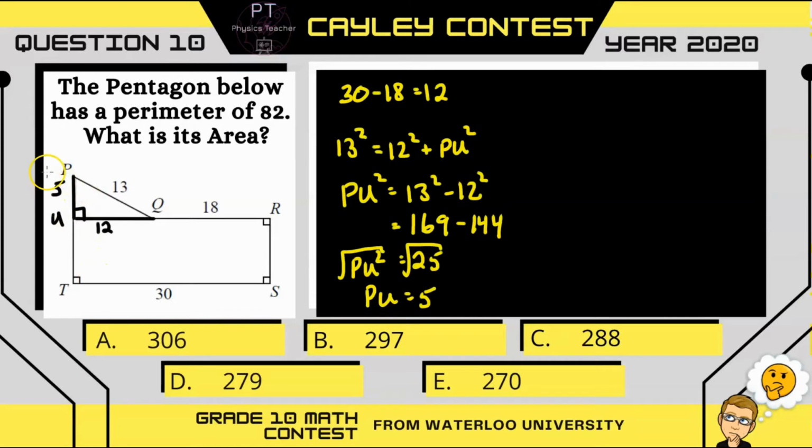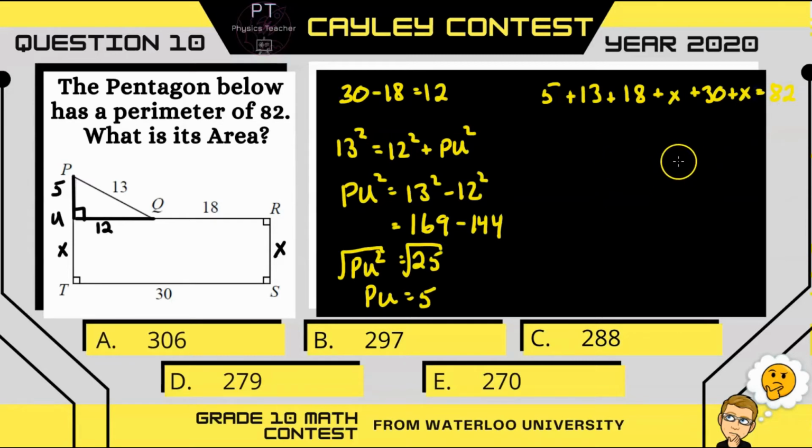Now that I know what that distance is, I can figure out what our S is. Our S, let's call that X. And it's going to be the same as UT, so let's call that X as well. And what I can do is calculate this perimeter. So it's going to be 5, this 5 here, plus 13, plus 18, and then plus X, and plus 30, and then plus another X. And that is going to all equal 82.